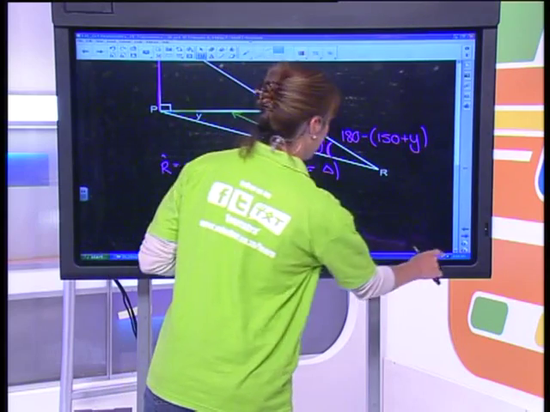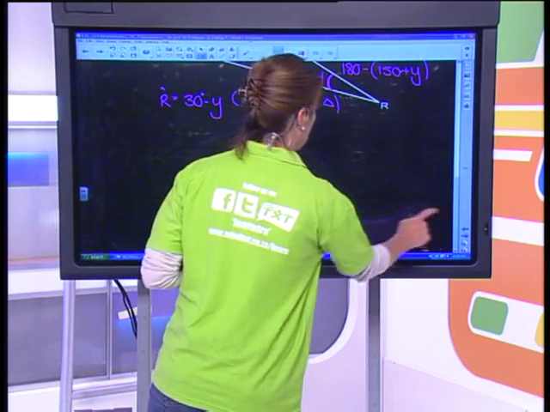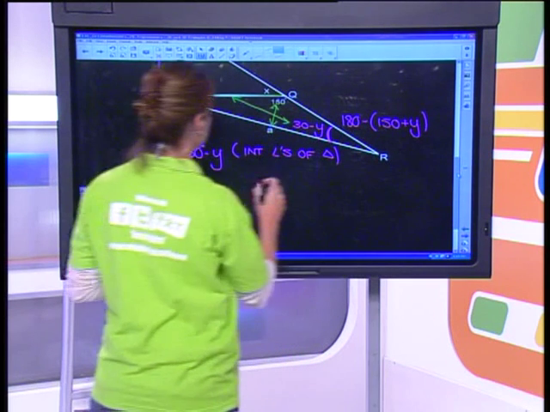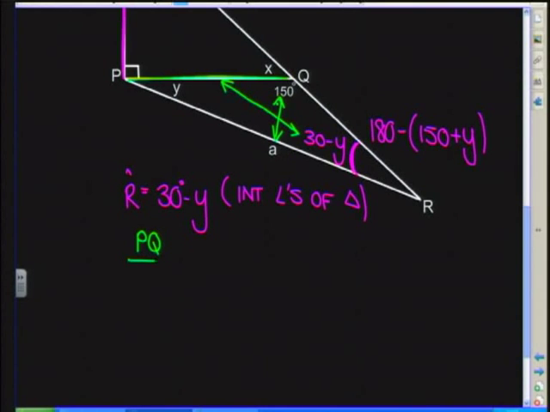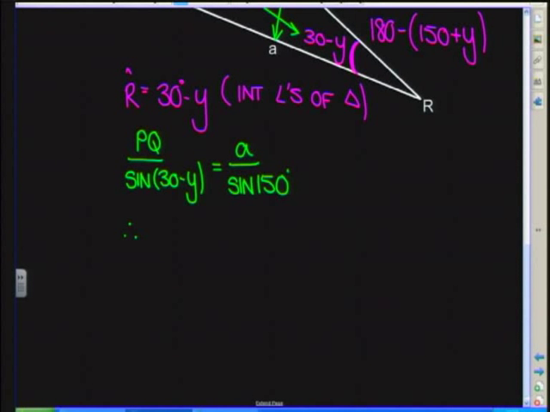All right, so let's go ahead and find that. We're going to do our sine rule, and let's work it out. So we're going to say my length of PQ over sine of 30 minus Y is equal to my length of A, that little a, over sine of 150. Okay, and let's simplify that. That means that I would have PQ equal to A times sine of 30 minus Y, over sine of 150.